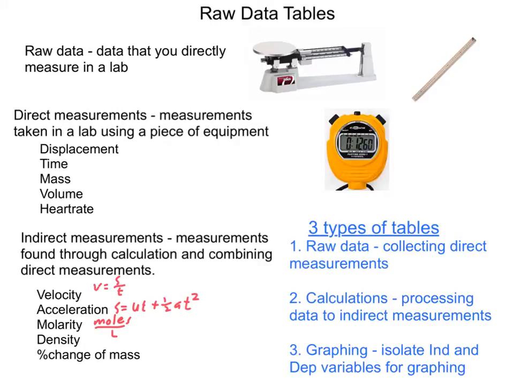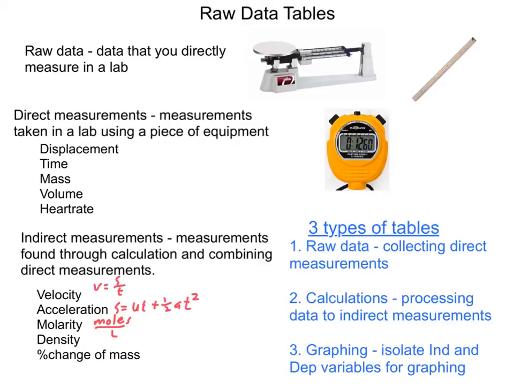Indirect measurements are ones that you need to calculate from direct measurements. So you get these things, or a few of them, and then you combine them. Things like velocity, displacement divided by time, acceleration, maybe you need to use one of our physics kinematics, molarity, moles per liter, density, some unit of mass divided by some unit of volume, percent change in mass, you need two masses, and then you're actually going to run through a percentage for biology.